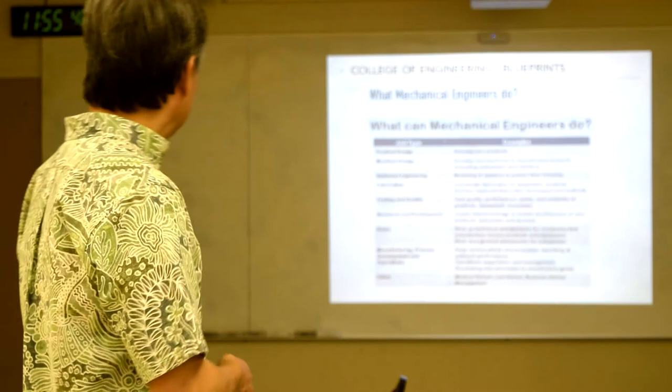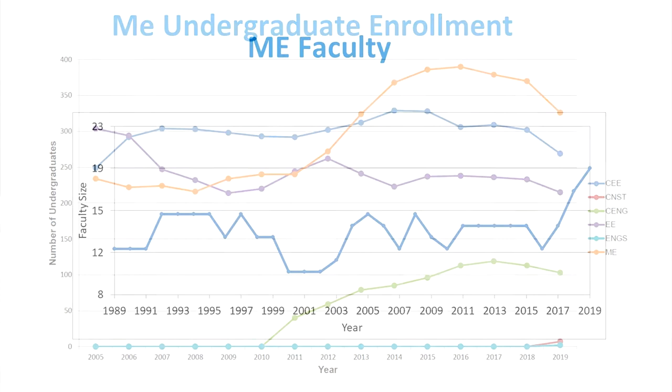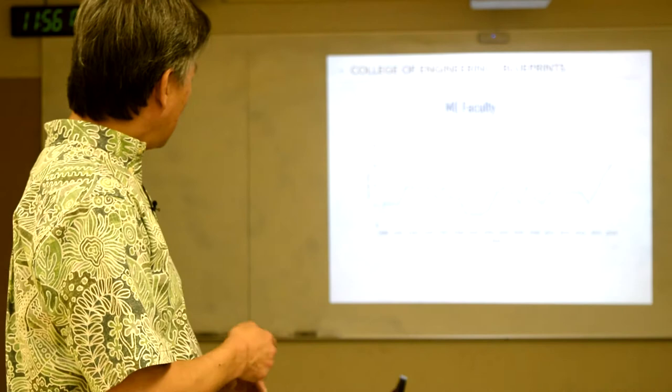This is just a chart of our ME enrollment over the years. So we really grew a lot in the last maybe 10 years, and then now there's a little decline. But in response to the increasing enrollment, our ME faculty numbers have increased. So for us, that's a pretty good thing. We're getting more faculty. The classes have kind of leveled off, maybe with a slight decline.